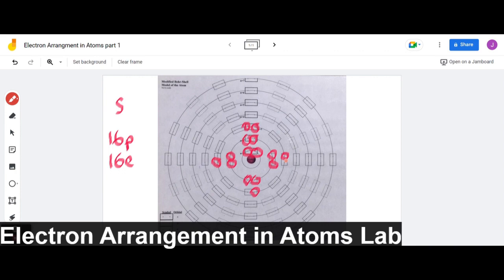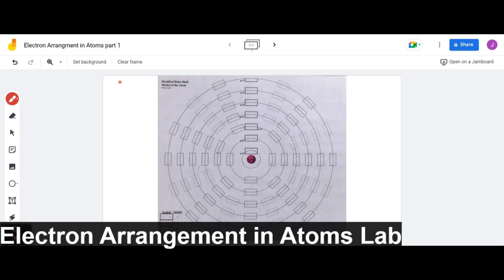And then for the 3p sublevel, I'm going to put 1 electron per box until we have to double up. And we do have to double up here. So we've placed 15 so far. And that's electron number 16. Go ahead and take a picture. And we'll clear the frame.